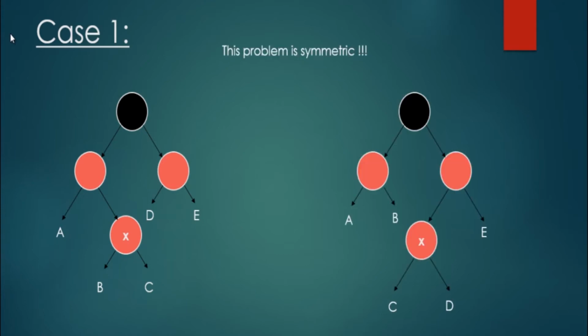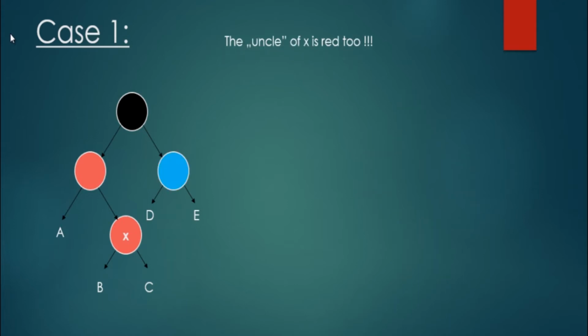The problem is symmetric, so we have to apply the same operations if we are dealing with the right tree. So we come to the conclusion that the uncle of X is red too. The uncle is the other child of the grandparent. So the X parent is the left child of the root, and the other child of the root is the uncle of X. And we come to the conclusion that the X we are dealing with is red, and the uncle is red too. So we just have to recolor some nodes.